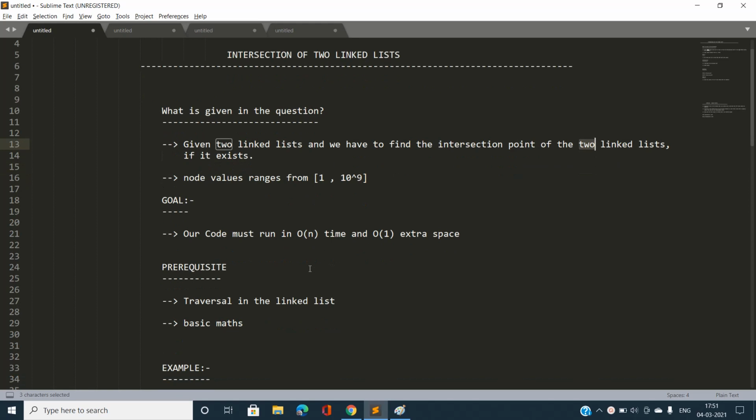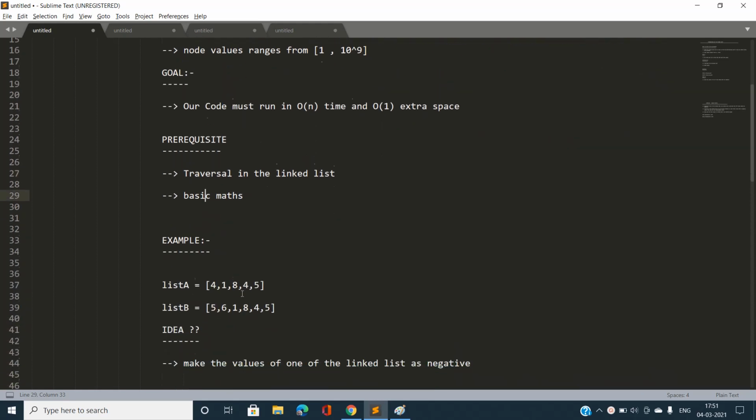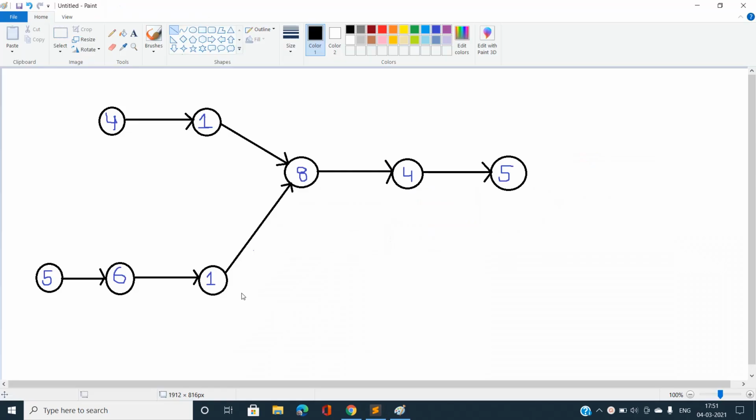And what is the prerequisite to solve this problem, that is, to solve this easy problem? We must know traversal in a linked list, that is, how we are going to traverse a linked list, and also basic maths. So let's move on to the example to understand this problem.